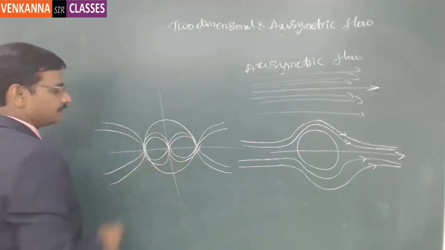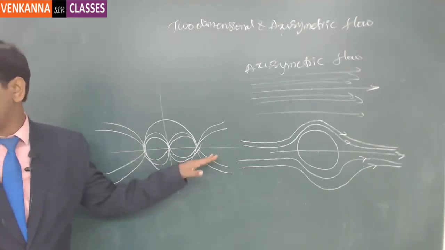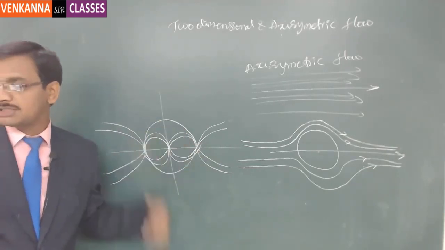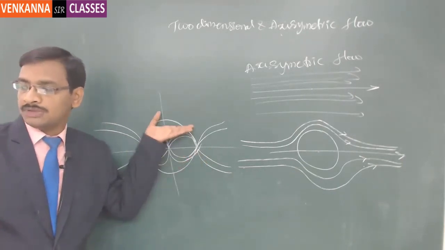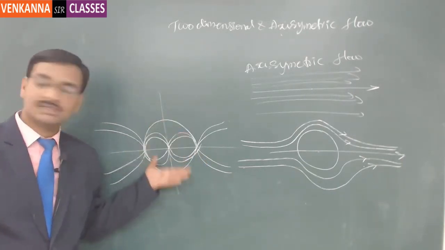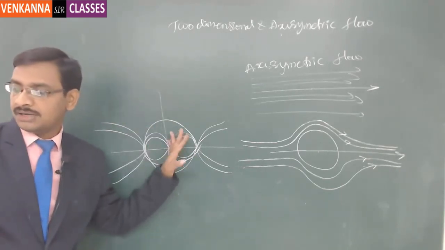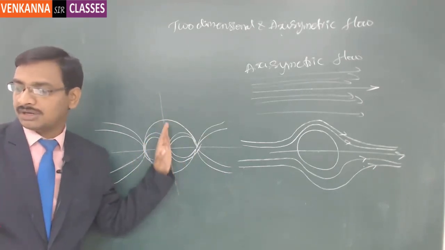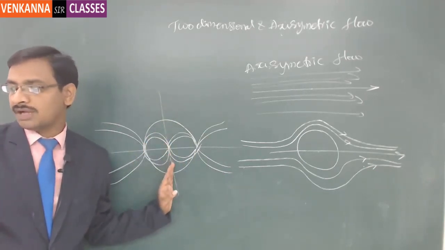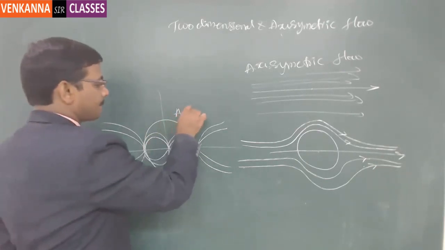Now if you notice, about the vertical line or about the horizontal line, the entire streamlines are symmetric, correct or not? If you take the horizontal line, the top lines and bottom lines are exactly the mirror image. If you take this as the vertical line, the right side part and the left side part are exactly symmetric, a mirror image about the y-axis. These cases we call axisymmetric.